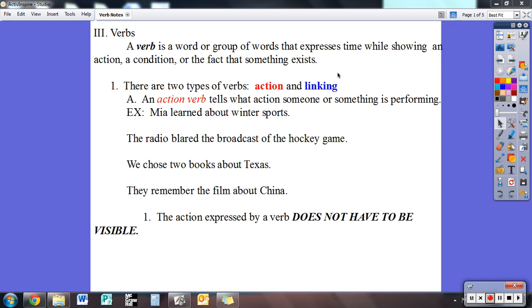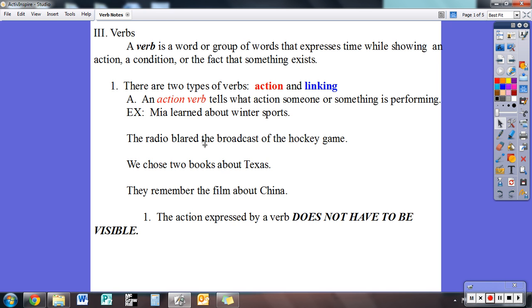And today we're really going to focus in on the action and the linking verbs. And your goal today is to be able to tell the difference between an action verb and a linking verb and to be able to explain it. So in your notes you need to have a number 1. There are 2 types of verbs. There's action and linking. And we're going to look at action verbs first. So an action verb tells what action someone or something is performing. And I have 4 examples here.